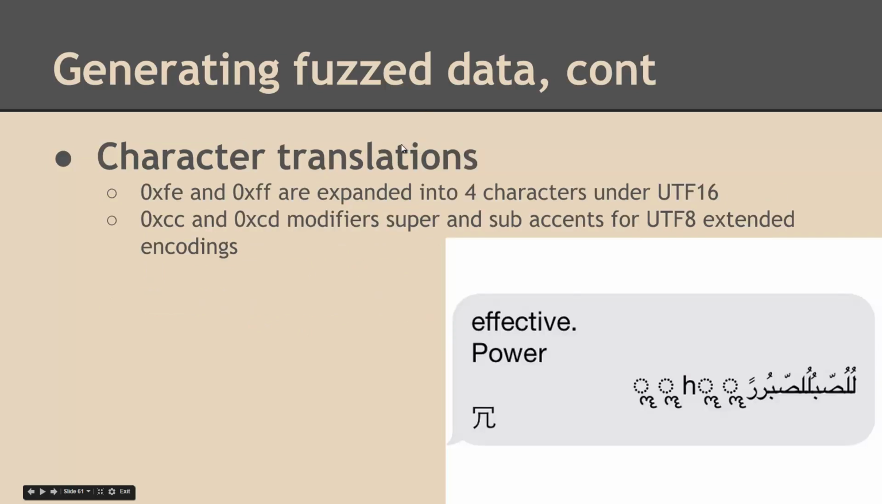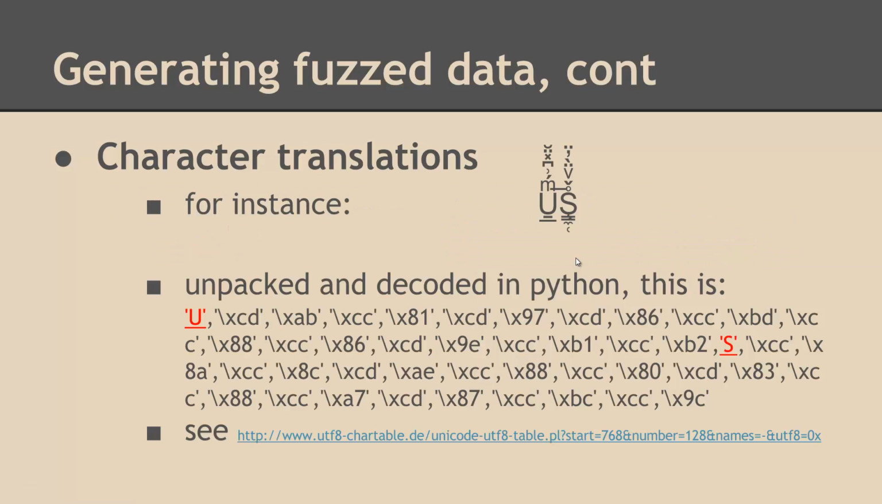Character translations and character encodings are also extremely important nowadays. And depending on the character set in use, there may be character modifiers that account for super accents and sub accents, and obviously fuzzing across languages is a good idea, as we all learn from the famous iPhone crash SMS message displayed here. It made it on all the news channels, and we talked about it earlier.